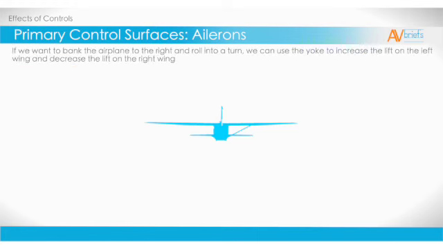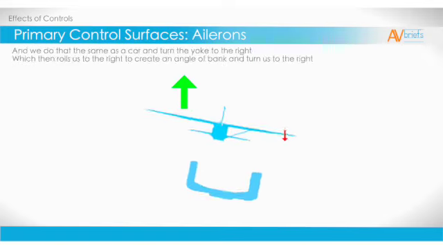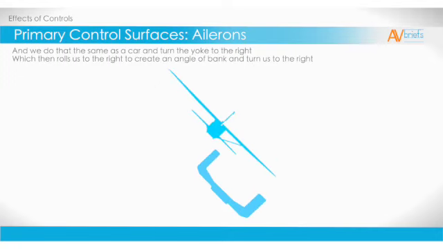If we want to bank the airplane to the right and roll into a turn, we can use the yoke to increase the lift on the left wing and decrease the lift on the right wing. And we do that the same as a car, and turn the yoke to the right. This then rolls us to the right to create an angle of bank and turn us to the right. There is a trade-off happening when we do this.